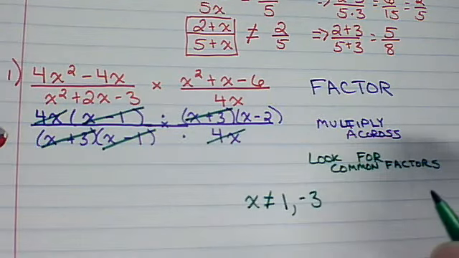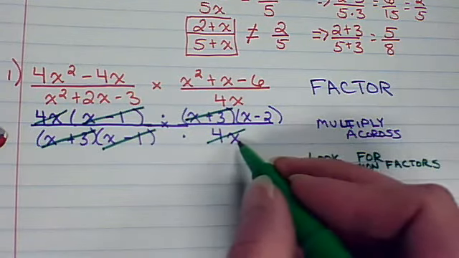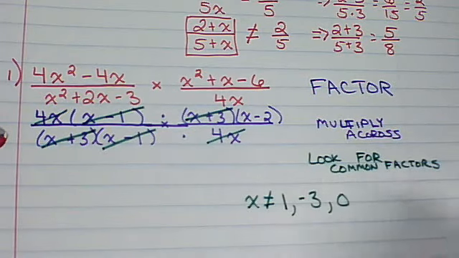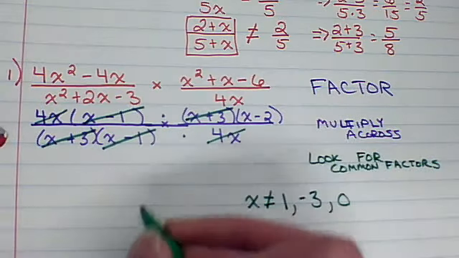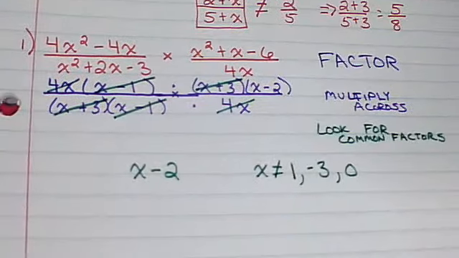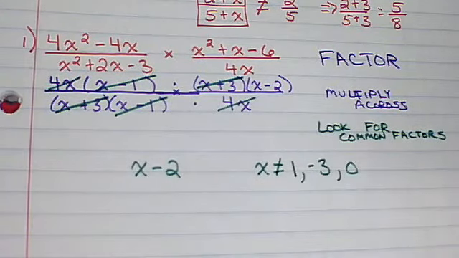When those divide out, what makes 4 times x equal 0? Well, that's just 0. And let's see what we have left. Looks like all we have left is x minus 2. So that one really did simplify very nicely.